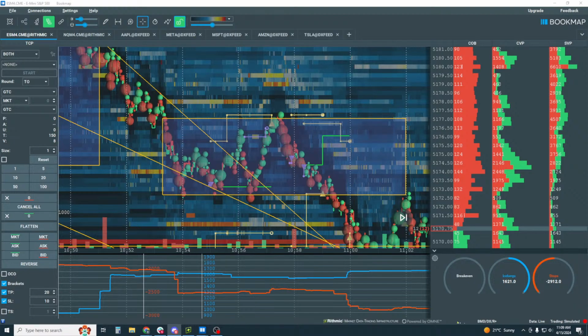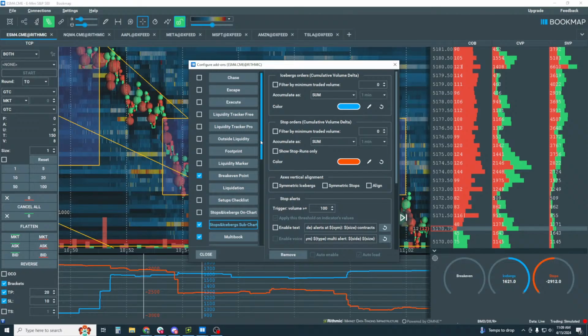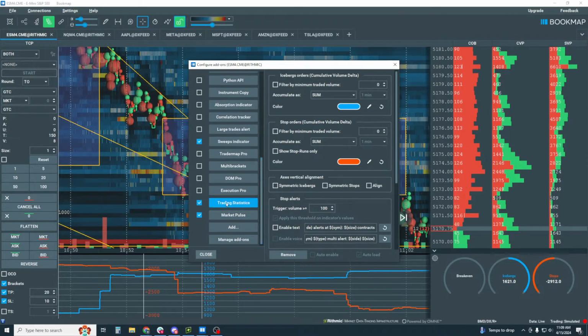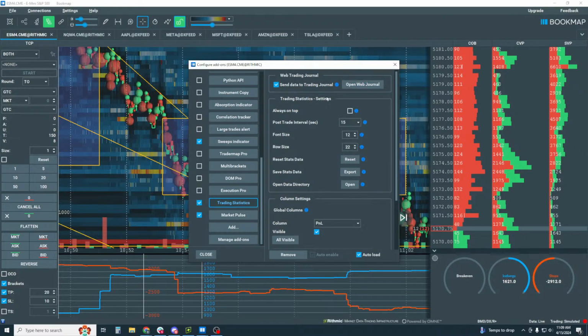The statistics, yeah. The web journal is not working this morning, but I do have trading statistics here that I can show you, and we can go over that. It's this add-on here. You will need to have it open, and you'll need a special version for the web journal. You can open it up.